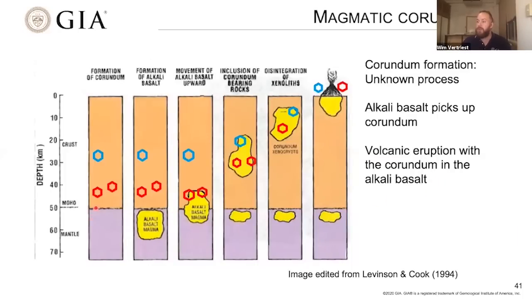So in the first part here, we see that we grow ruby and sapphire somewhere in the crust. We don't know how, we don't know why, we don't know where, we don't know when. What we do know is it happened. Somewhere sapphire and ruby grew.